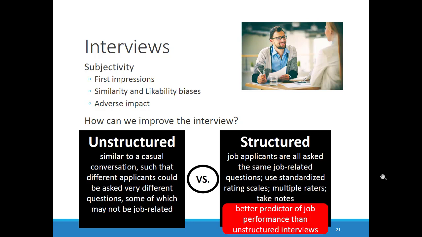So how can we improve the interview? So we basically add structure to the interview in order to improve it. So in an unstructured interview, this is similar to a casual conversation, such that different applicants could be asked very different questions, and some of which may not be job related. On the other hand, a structured interview is more valid, and this is when job applicants are all asked the same job-related questions, and the interviewers use standardized rating scales, similar to the behavioral anchored rating scale that you created for your last module.